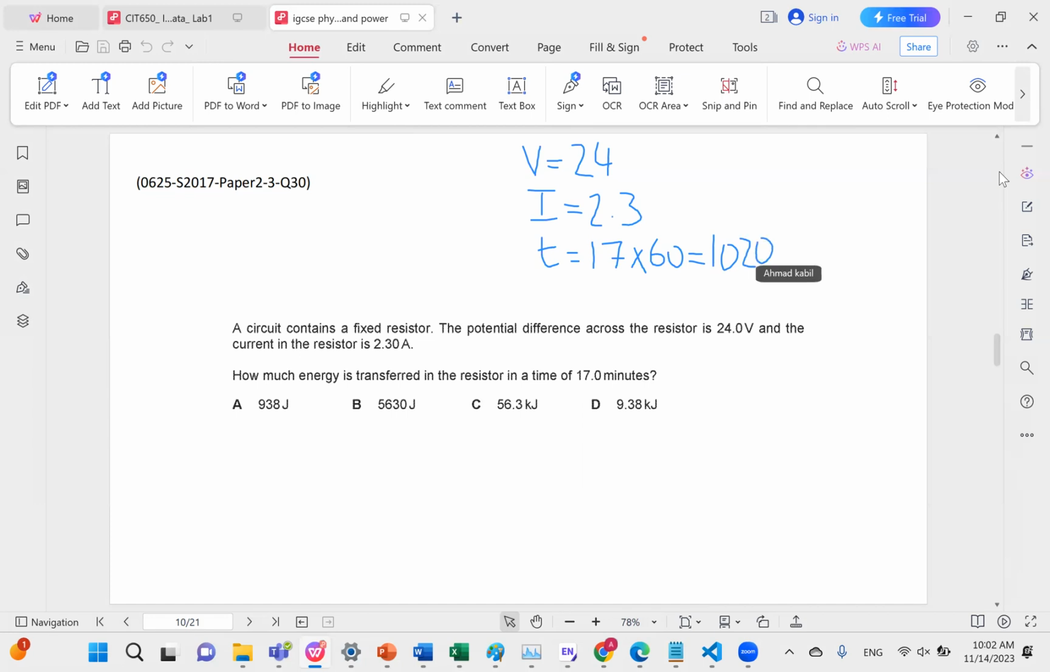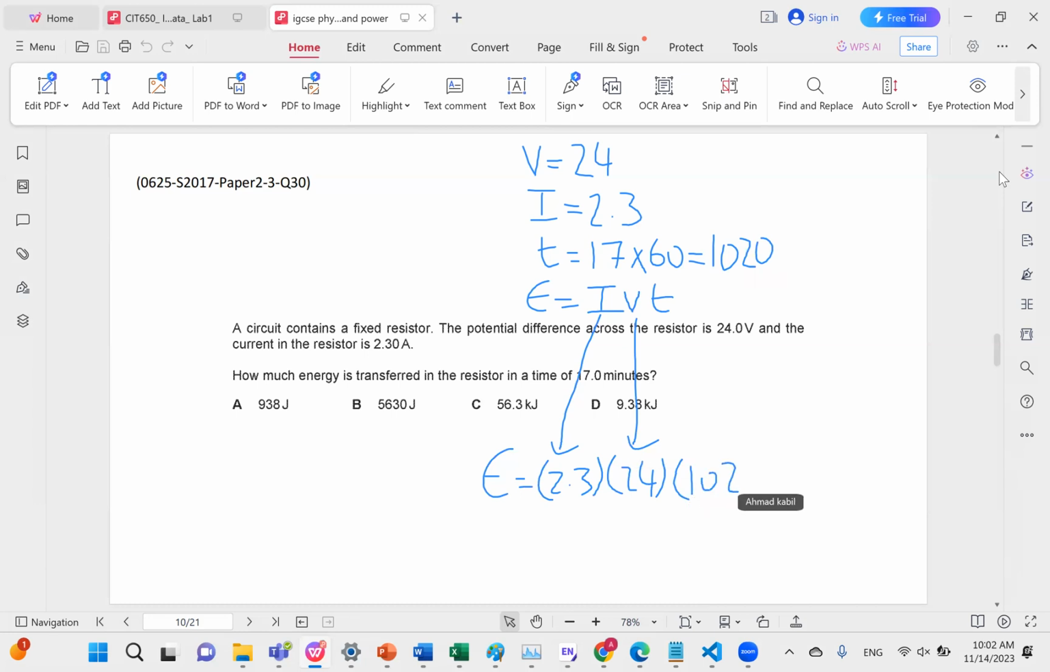We are looking for the energy. We're trying to find the energy. We said that the energy is equal to QV or IVT. I'm just going to write IVT because that's what we need for this problem. So energy is equal to 2.3 instead of I, times 24 instead of V, and 1020 instead of the T. So 2.3 multiplied by 24 multiplied by 1020 gives us 56,304 joules.